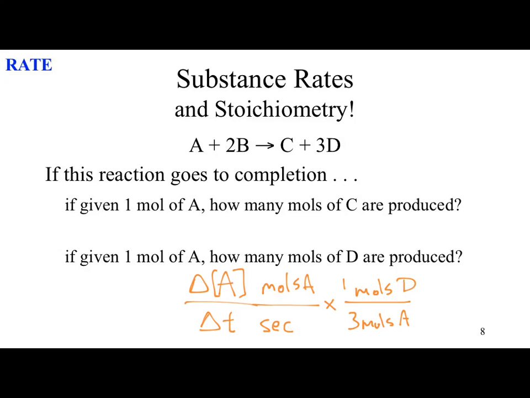Whoops, I did that backwards, didn't I? Okay. And now when I go through and look at my result, I now have ultimately the rate of change for D. Okay?